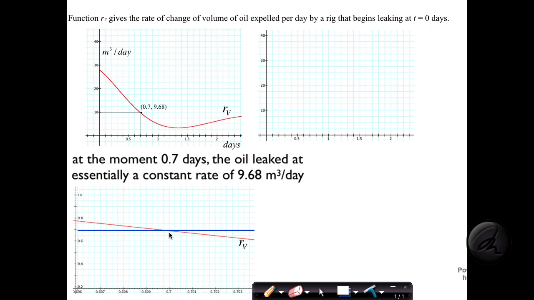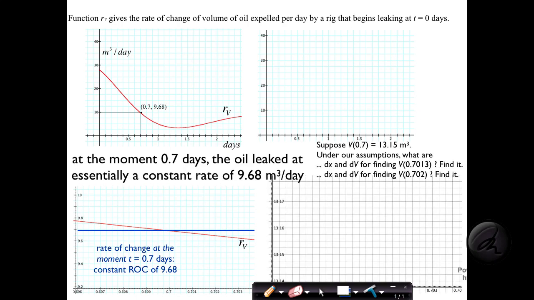Now, again, this 9.7 cubic meters per day doesn't mean that after a day 9.7 cubic meters will have leaked, because we know this rate is changing all the time. But in a small amount of time, the amount of oil that leaks is going to be 9.7 times that amount of time measured in days. And we measure the amount that's leaked in terms of cubic meters.